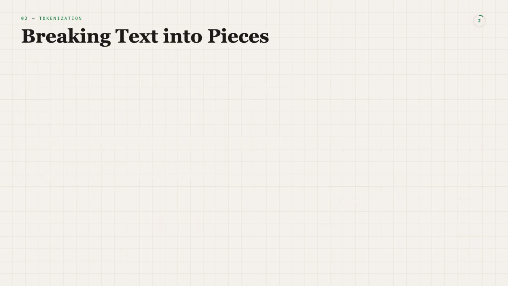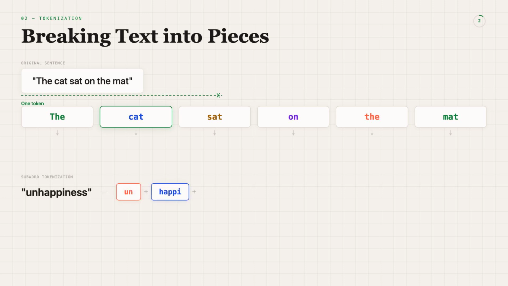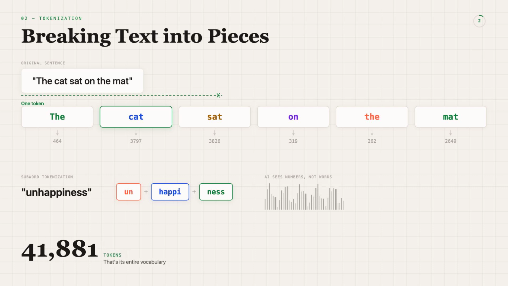Before an AI can read your message, it needs to break it into small pieces called tokens. Think of it like cutting a sentence into puzzle pieces. The word cat might be one token, but a long word like unhappiness gets split into un, happy, and ness. Each token gets a number like a barcode. The AI doesn't see words, it sees numbers. A typical model knows about 50,000 of these tokens. That's its entire vocabulary.